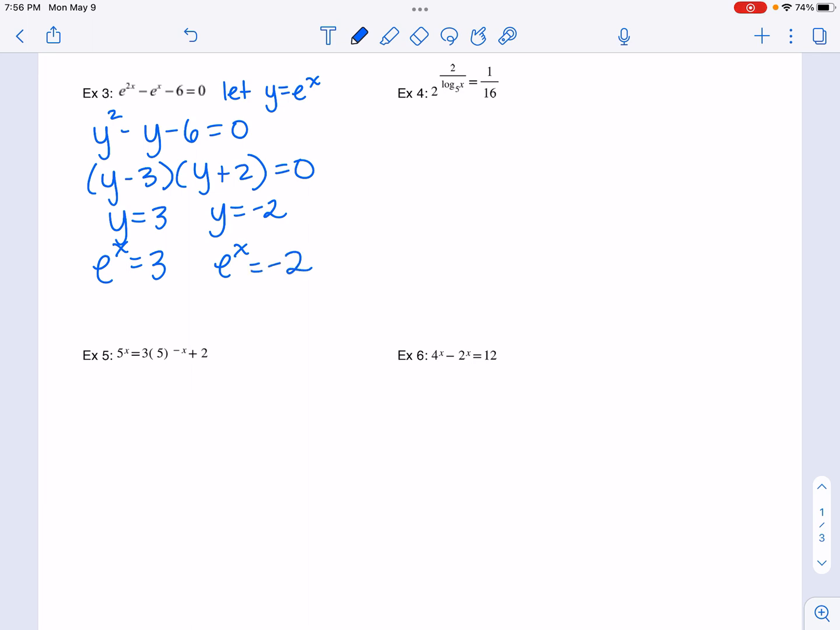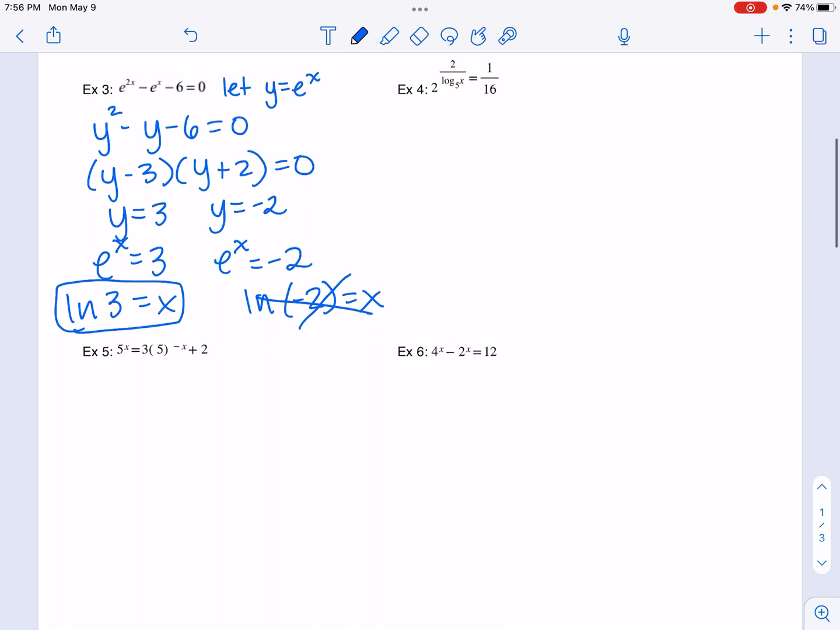Well, to solve for x here, I'm going to have to rewrite this as a natural log. Rewrite it in log form. If my base is e, that's the natural log of 3 is equal to x, which is one of my answers. And then over here, the natural log of negative 2 is equal to x. Well, this is an extraneous solution because we know our arguments cannot be negative. So my only answer for this quadratic would be x is equal to the natural log of 3.